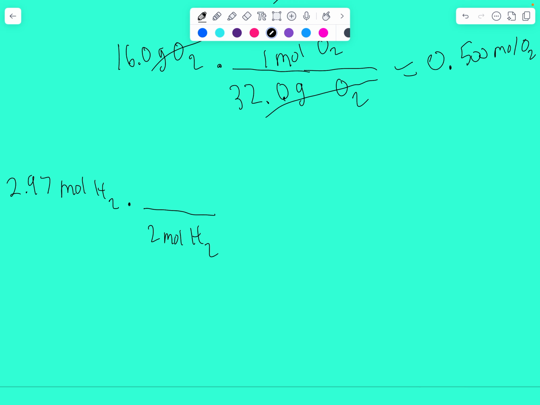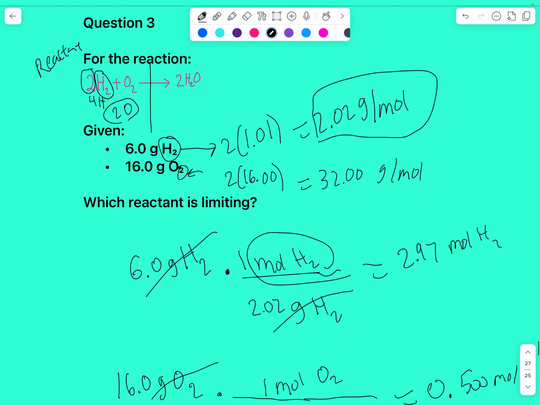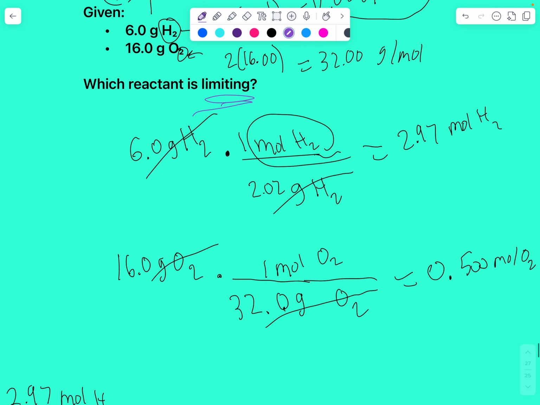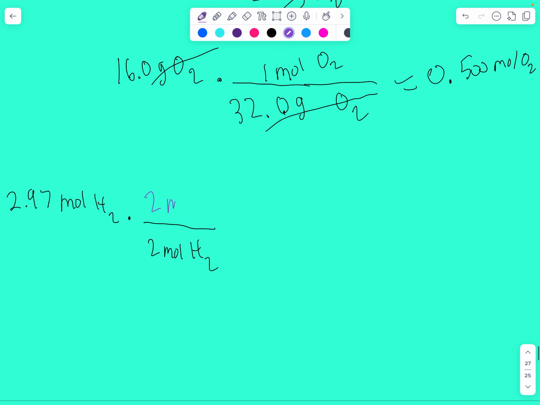And you may be saying, what the heck are you doing? Well, if we look at our balanced equation with this purple star on it, I'm already in moles of H2. I want to go to my product to know which one's limiting. That's the key to knowing which reactant is limiting. Go to the product. Convert everything to the product. So I have 2 moles of H2, and I'm going to head to 2 moles of H2O.